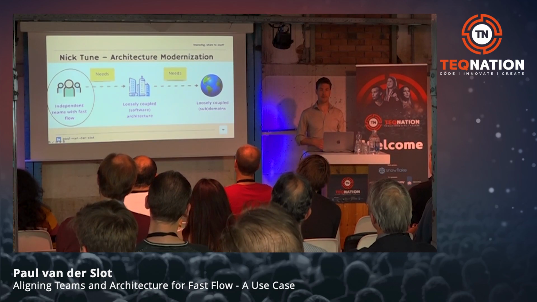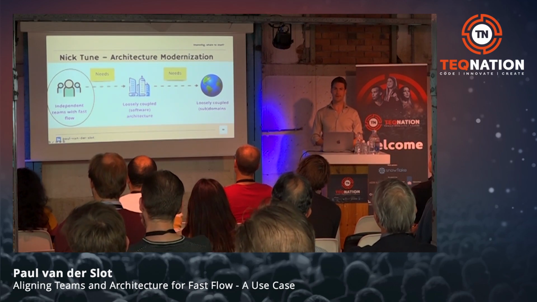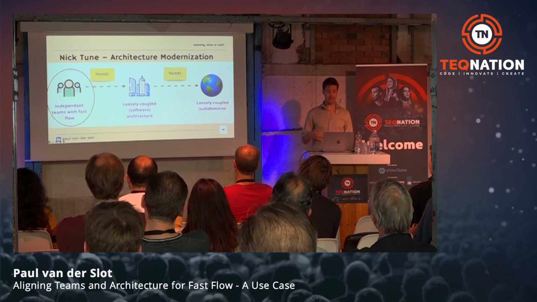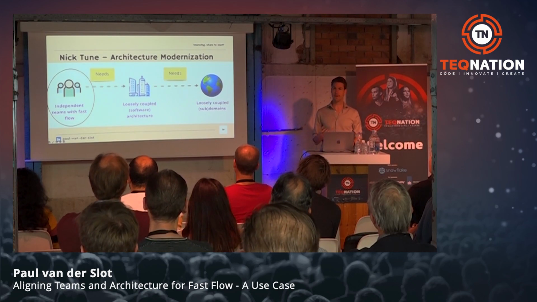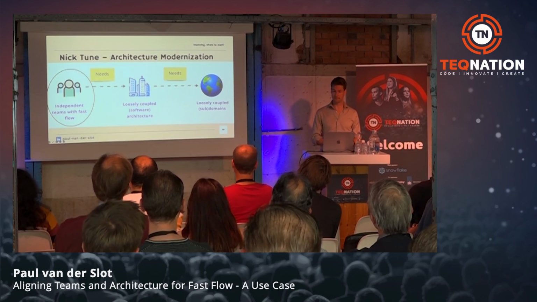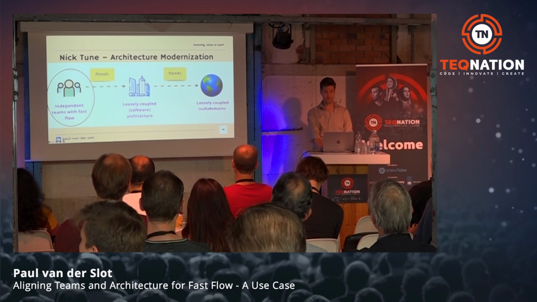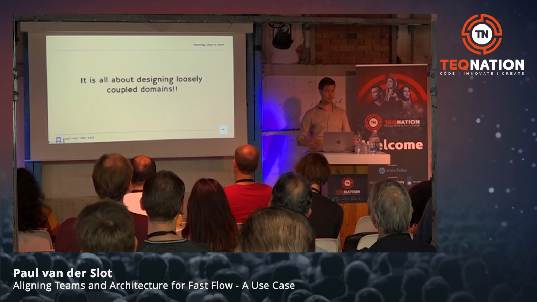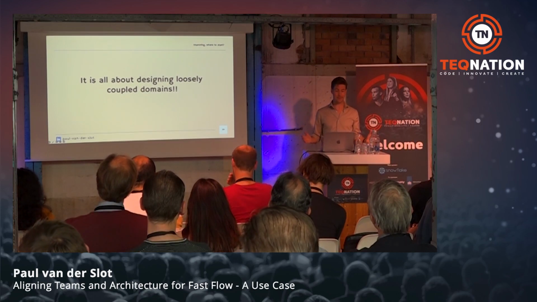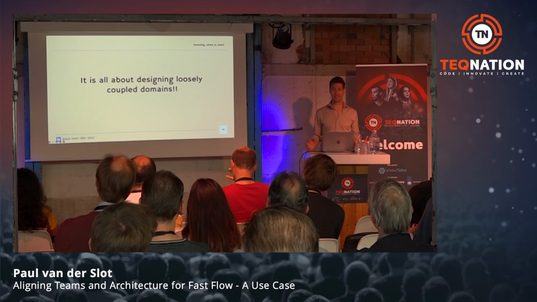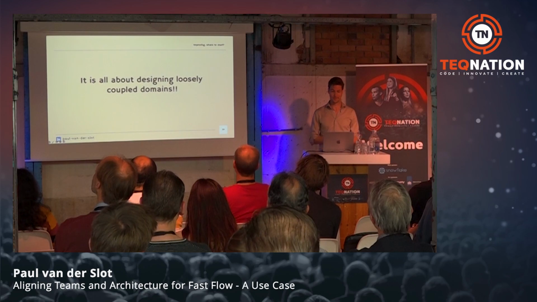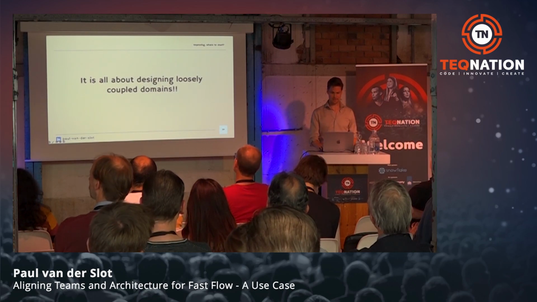And then at last, if you use the inverse Conway maneuver, you can use that to map your teams onto a domain. And if one domain is owned by one team, then you get empowered teams solving a problem. So concluding, it is all about designing loosely coupled domains. That's what we need. All right, how to get there?